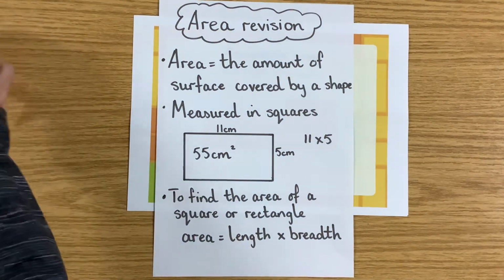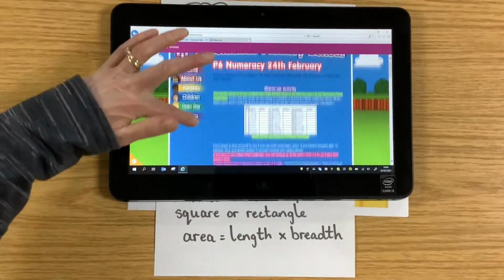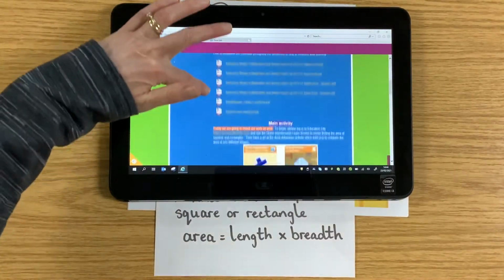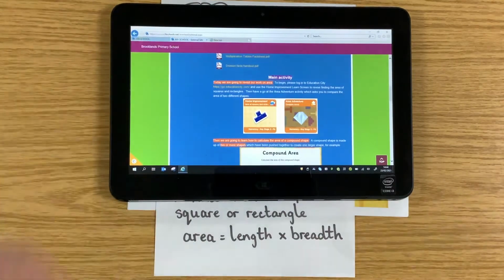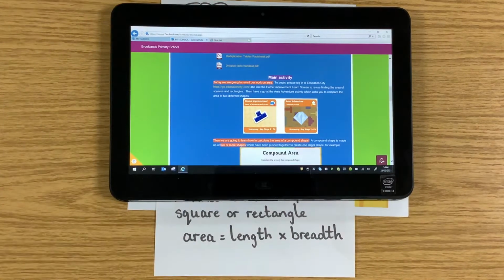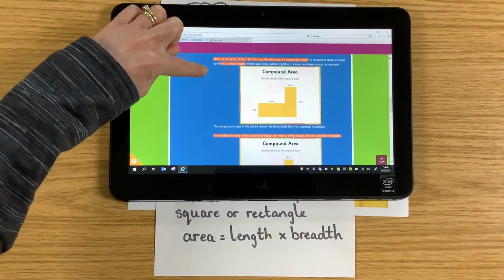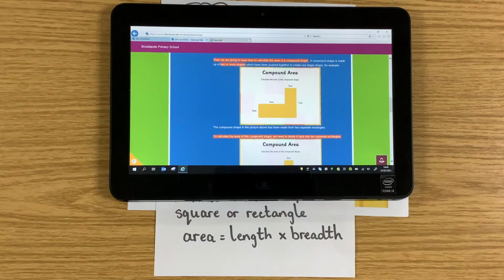Now P6, to go over some of that, what I would like you to do this morning, once you've done your Numeracy Ninja, I'd like you to go to Education City and I'd like you to go and play 2 different games. The first one is called Home Improvements and the second one is called Area Adventure. Go and have a go at those and they will help you revise what we've already looked at. But once you've had a go at those, today we're going to be thinking about something called compound area.